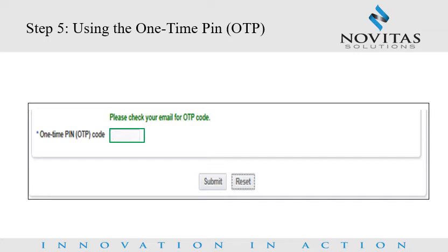Step 5. Using the one-time PIN OTP. Once the one-time PIN is received, you will enter it into the field titled One-Time PIN OTP Code and select Submit. It is important to be aware that the reopening gateway will automatically log the user off after 30 minutes of inactivity. The user will need to complete the previous steps to re-verify the provider and receive a new one-time PIN OTP.